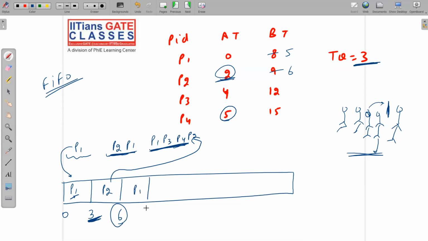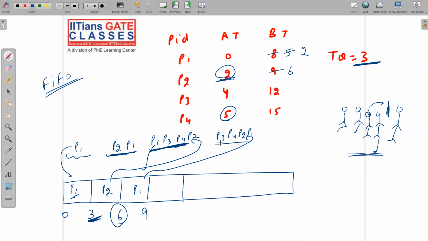So P1 will be executed till what time? Till 9, because time quantum is 3, so 3 units of time it will be executed. So its remaining time will be 2. Now at 9, what will the queue be like? P1 has been executed. So P3 will be at the head of the queue, then P4, P2, and at 9, P1 will come and be attached here.